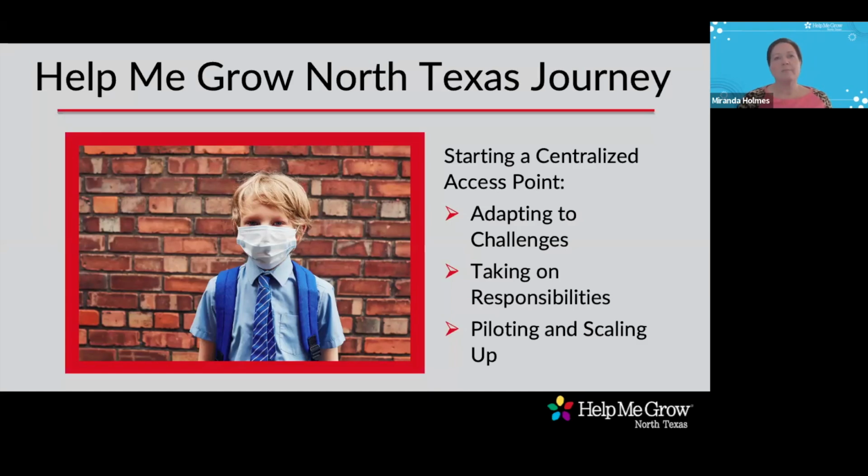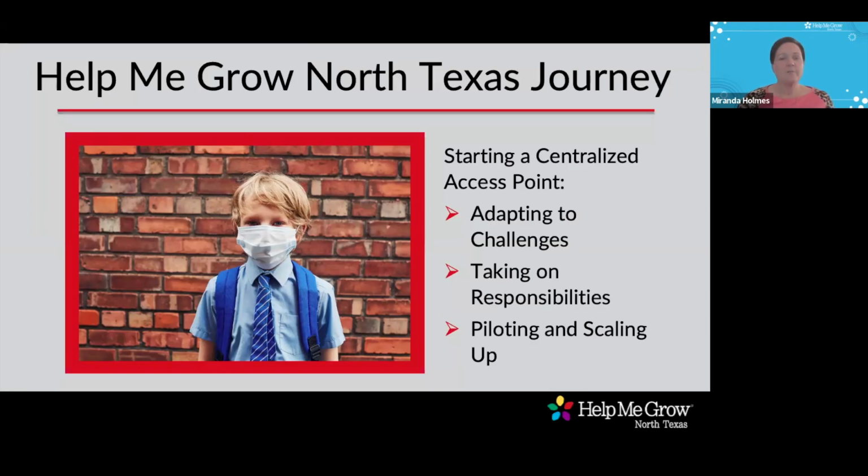And what we saw was that families were in desperate need more than ever. So we accelerated our launch date and launched our centralized access point in April of 2020 for our Tarrant County families to be able to help them access those very needed resources during the beginning of that COVID pandemic. So that was how it all started.